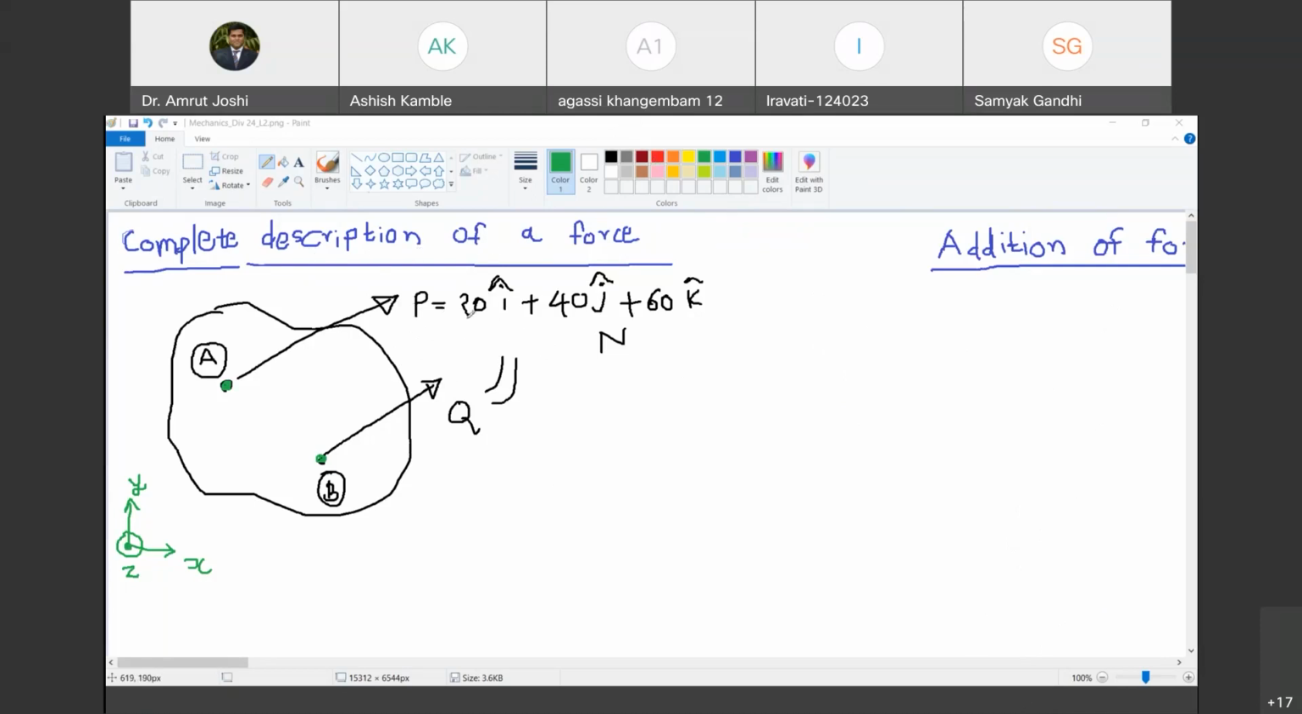So what I was asking is if I were to describe a force completely, in addition to this description, 20 i cap plus 40 j cap plus 60 k cap, what else should we specify? What do you think? Position. Somebody said position, but what we describe these points A and B as points of application. Are you with me? I am going to denote it by a shorthand notation POA. So what is POA? Point of application of a force. Are you with me, Ashish?